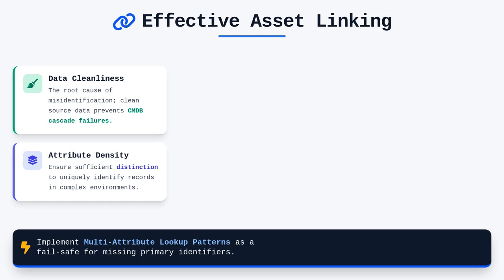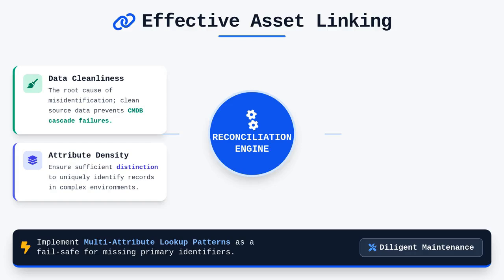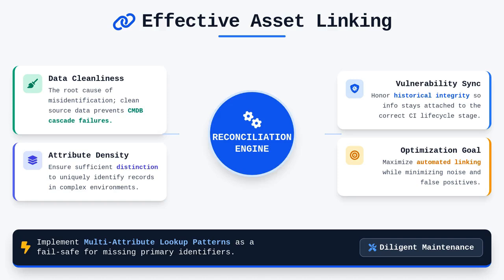By building robust multi-attribute lookup patterns, you create a fail-safe mechanism that maintains data accuracy even when primary identifiers are missing or incomplete. Remember that the engine is highly configurable, but it requires diligent maintenance to balance performance with correctness. Your goal is to maximize the automated linking process while minimizing the noise generated by false positives or unlinked vulnerability items.